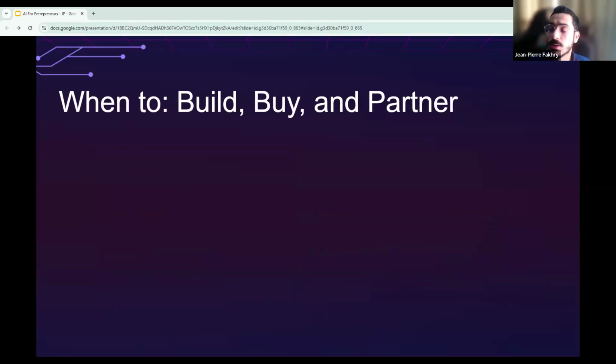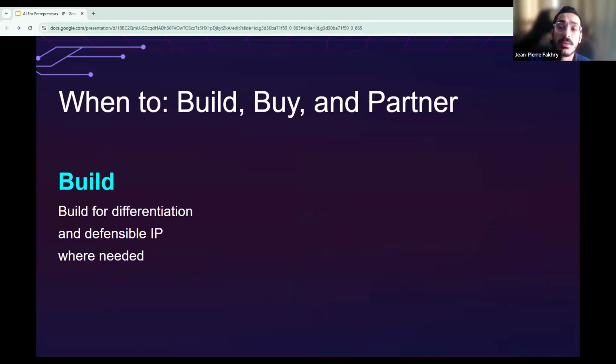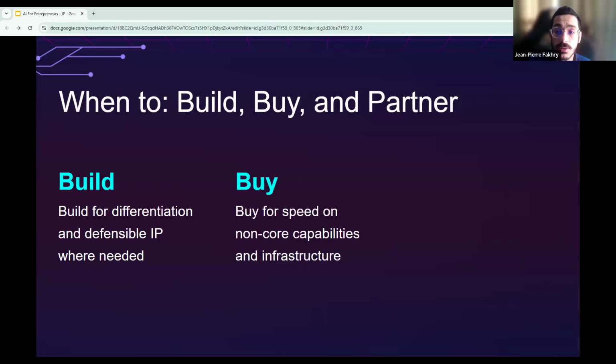Now, when to build, when to buy, and when to partner. First of all, you build only the things that create your actual differentiation. These are the parts of the product that competitors cannot easily copy because they require your specific data, your domain knowledge, or your unique workflow integration. Everything else, authentication, cloud hosting, payments, etc., you should buy or use off the shelf. Every hour that you spend rebuilding a login system is an hour that you are not talking to customers, for example.